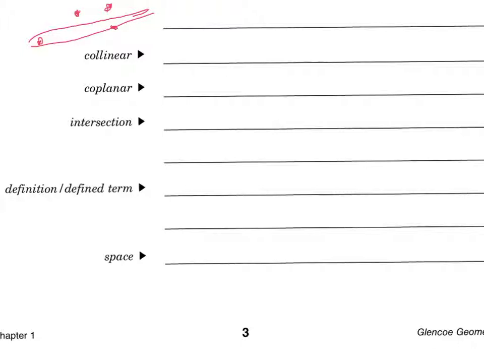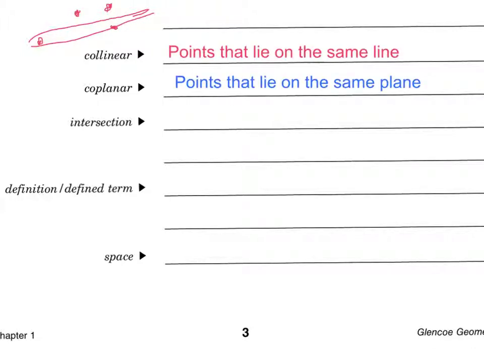Alright, next let's do coplanar. It is points that lie on the same plane. So if you try to think of it, collinear means they're on the same line. Coplanar means they're on the same plane.